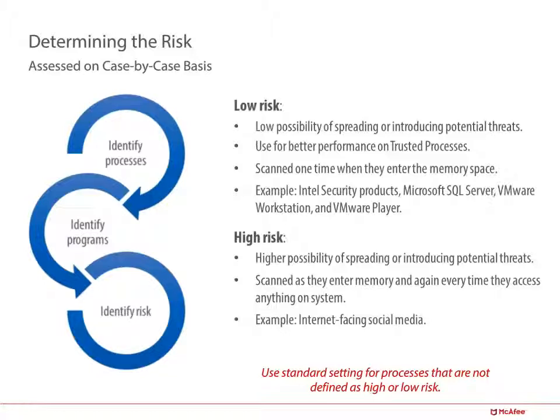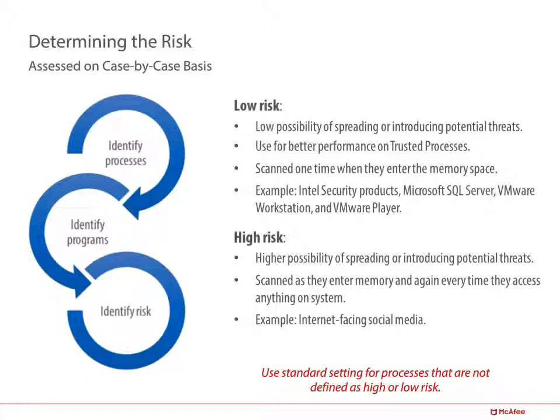For example, if you define the Microsoft Word executable file winword.exe as a high-risk process, any Microsoft documents that are accessed would be scanned according to the high-risk scanning policy. However, when the parent process Microsoft Word is launched, the WinWord.exe file is scanned according to the policy of the process that launched it, for example, Windows Explorer. You need to identify the risk that applies to each process using these guidelines.